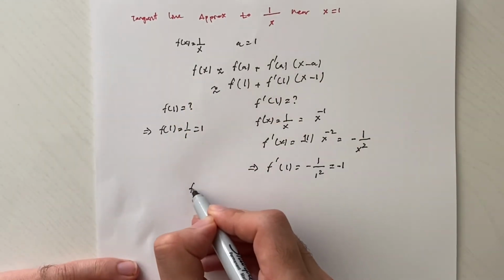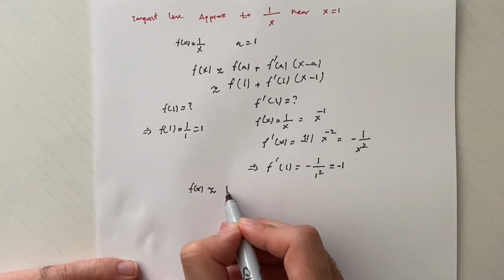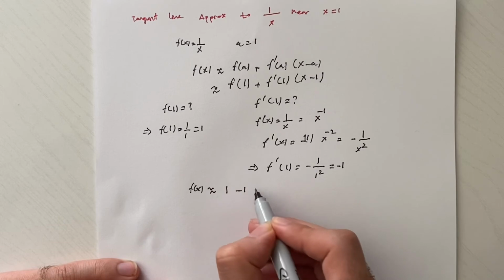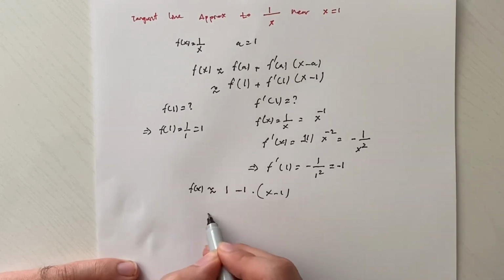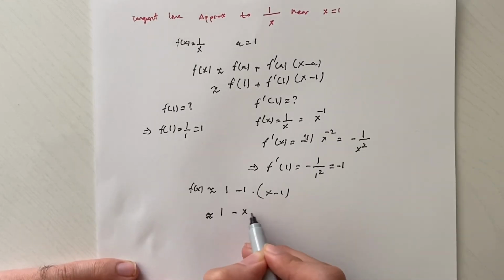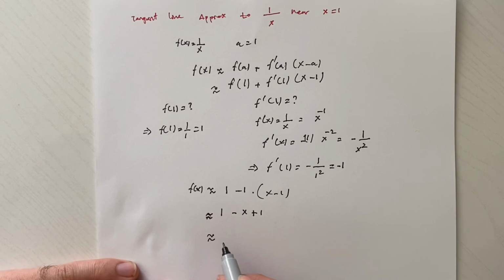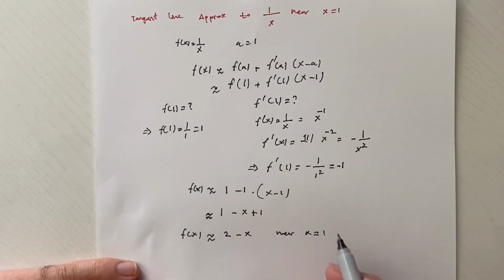Now I'm going to plug these values into the approximation. So f of x is going to be approximated as 1 minus 1 multiplied by x minus 1. That's going to be approximated as 1 minus x plus 1. That's going to be 2 minus x. This is again near x equal to 1.